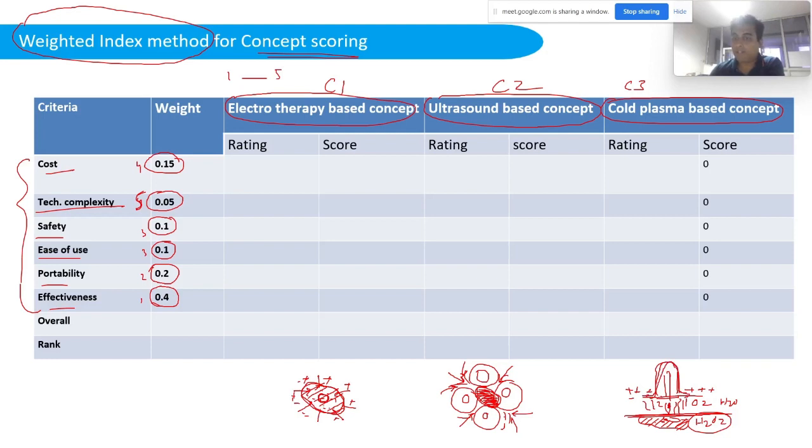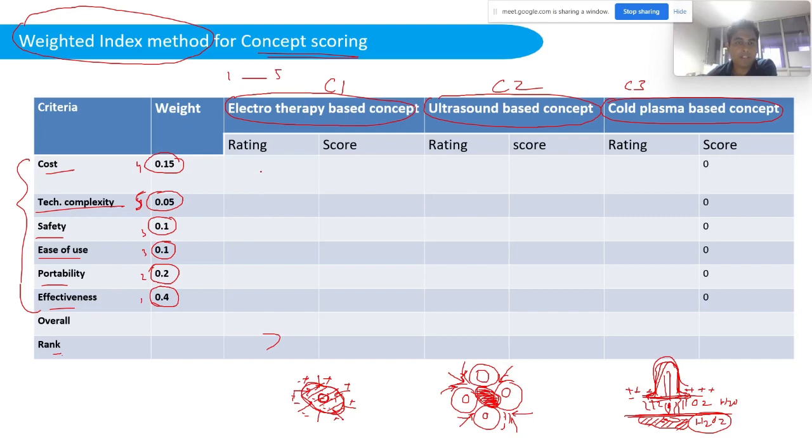However, it's very expensive, and safety wise it is not easy to manufacture, so you need to consider a lot of design decisions to arrive at a particular design. So in terms of technology, this is a bit complex. Now if we try to rate this cost wise, cost wise, electrotherapy out of 5.